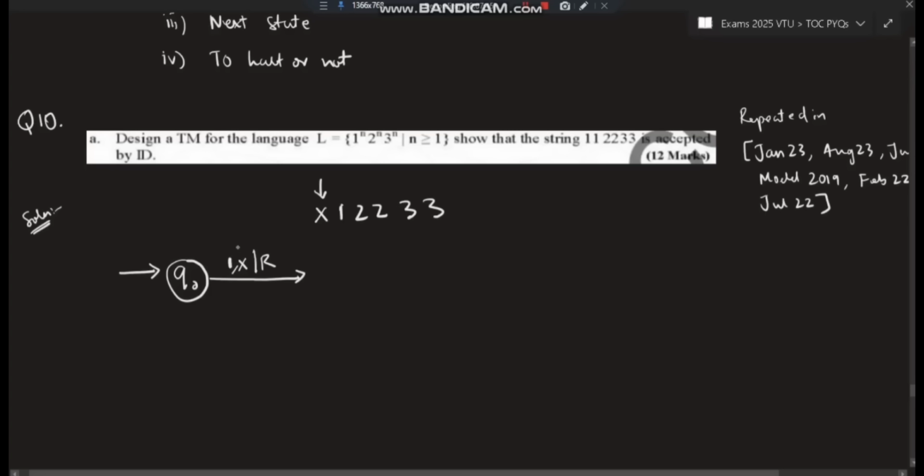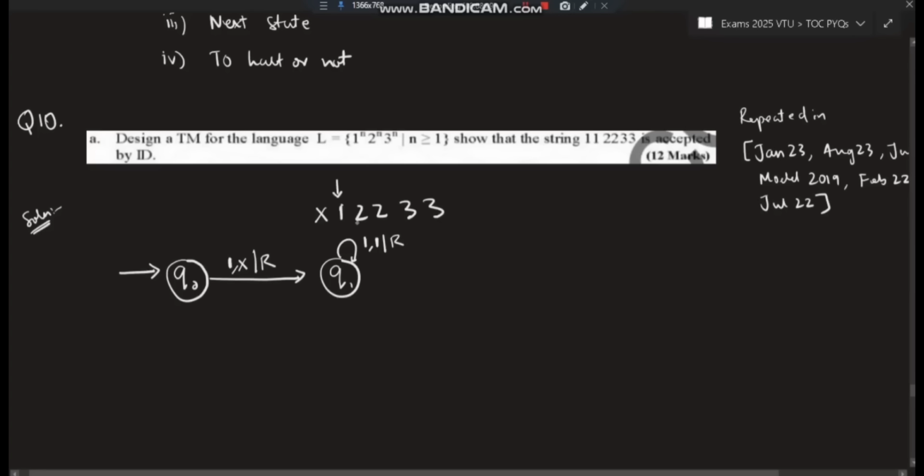Like this, you have to write what you encountered, what you will make it as, and where you will go. Right means I'll be going to the right. After that I'll reach q1. In q1 I found another one here. No matter how many ones I find here, I'll be staying in the same state. If I find one, I'll keep it as one only and move to the right. This is the rule.